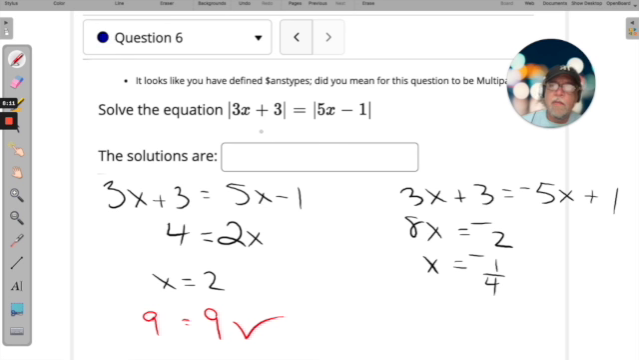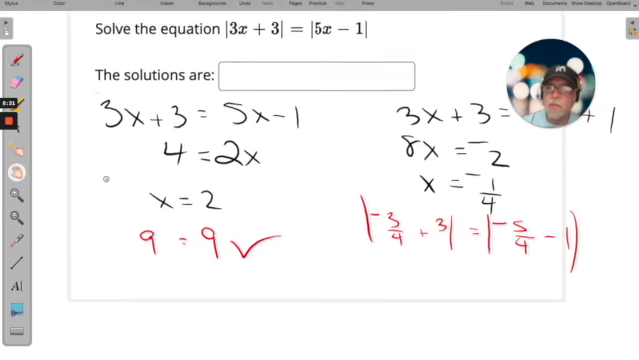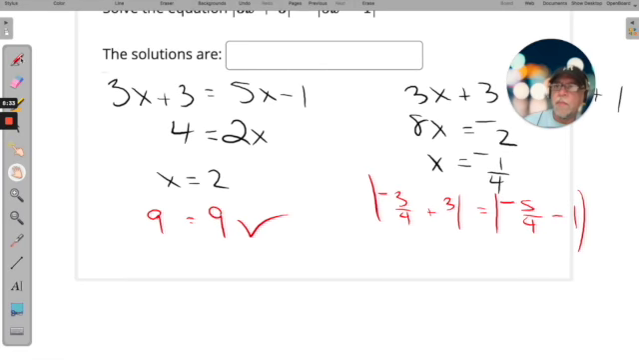Negative 1/4 times 3 is negative 3/4 plus 3, in an absolute value. We're going to write it out and see if it works out. 5 times negative 1/4 is negative 5/4 minus 1. And see whether they match up. We have to see whether they, in fact, do match up. So we're going to have to continue.